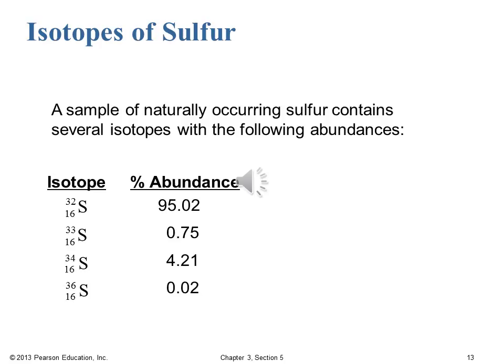Obviously, the mass number for sulfur-32 is going to be very close to the average atomic mass because of its huge percent abundance, but we have to also consider the contribution of those other isotopes, because if you have a sample of sulfur, you're going to have some of each type of sulfur isotope represented, even though it's overwhelmingly sulfur-32 in the sample.